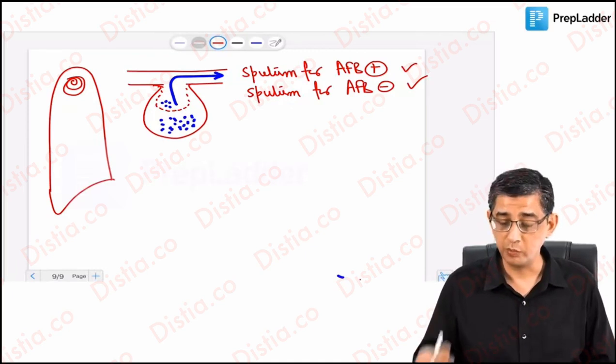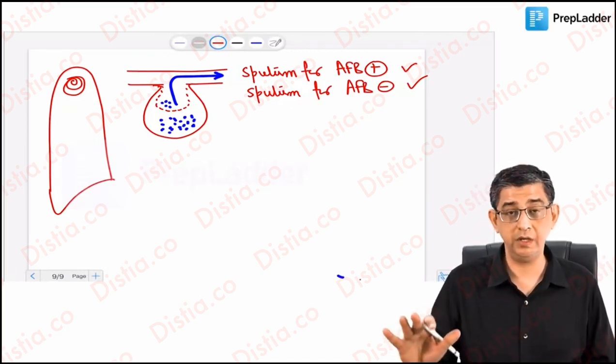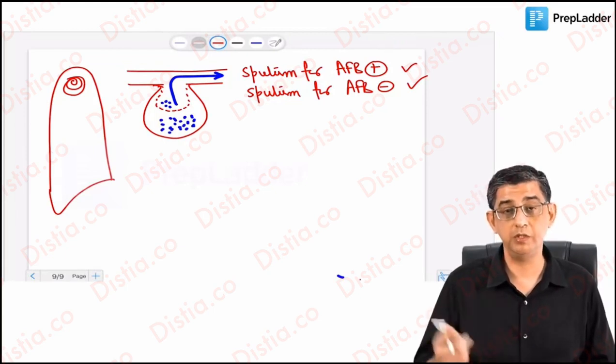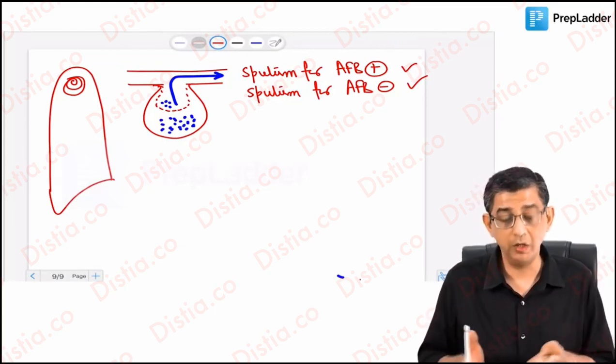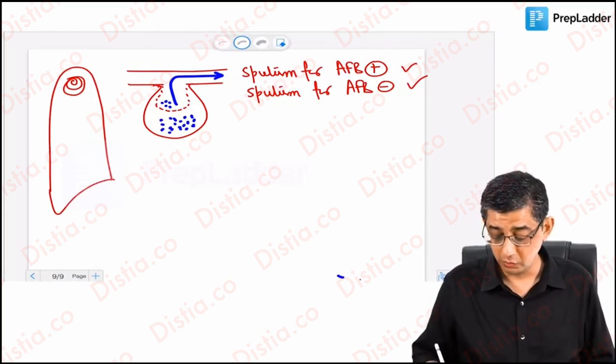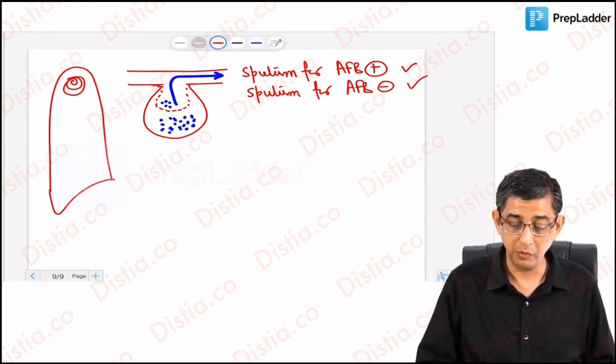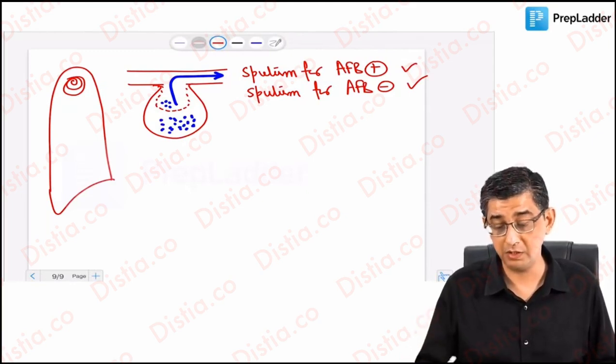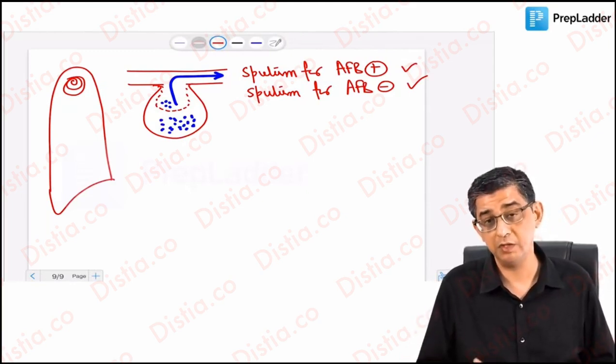See, in India, sputum for AFB negative does not mean he does not have TB. Sputum for AFB negative means he has a small cavity. Sputum for AFB positive, larger cavity, bacterial load is more. That is why this is happening. So from an Indian perspective, please remember, sputum for AFB negative does not mean he does not have TB. It means he still has manifestations, and you need to obviously do some other tests which we will be discussing in the diagnostic algorithm.